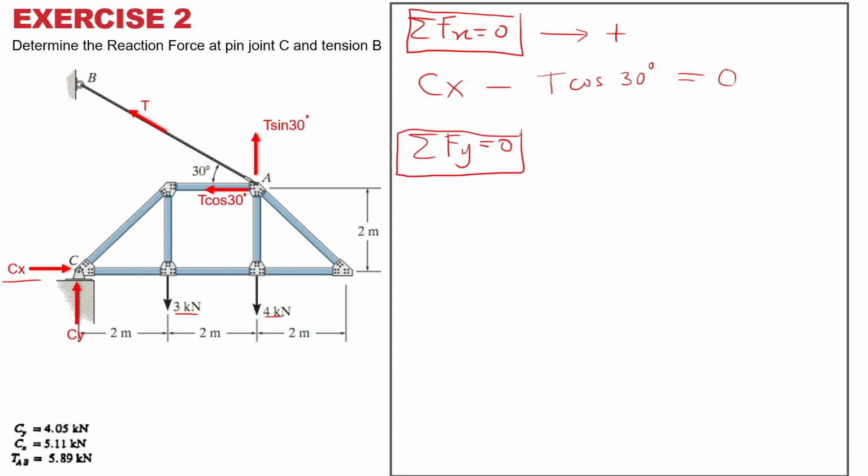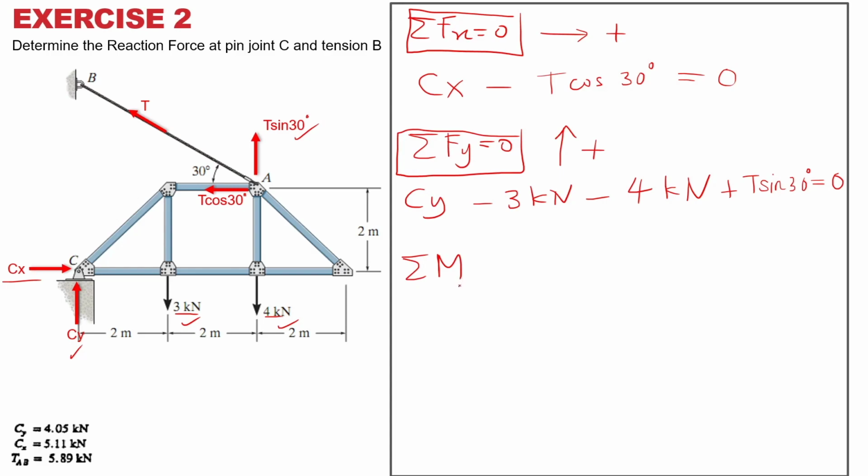So y components, there are a few more. Going up is positive. So you've got Cy. And then you've got 3 kilonewton going down. And then you've got 4 kilonewton going down. And finally, you have one more, which is T sine 30 degrees, and it's going up, so it's a positive value, equals 0. So this is the equation of equilibrium for y.